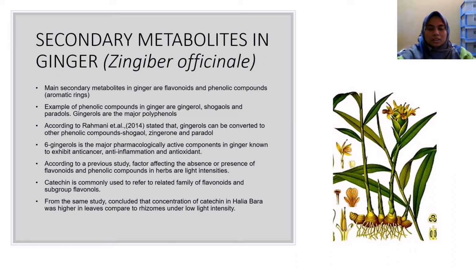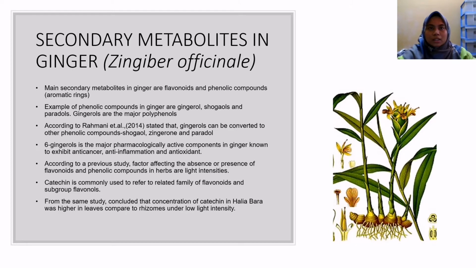Secondary metabolites in ginger. Main secondary metabolites in ginger are flavonoids and phenolic acids. The examples of phenolic compounds in ginger are gingerol, shogaol, and paradols. Based on a study by Rahmani et al. in 2014, stated that gingerols can be converted to other phenolic compounds such as shogaol, zingerone, and paradol. Since gingerol is the major pharmacologically active compound in ginger, according to a previous study, factors affecting the absence or presence of total phenolic contents and flavonoids in herbs are light intensities.